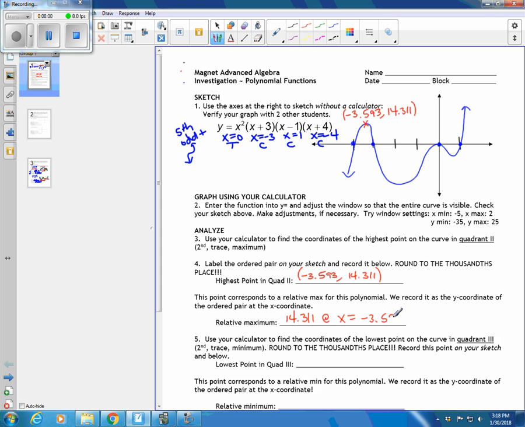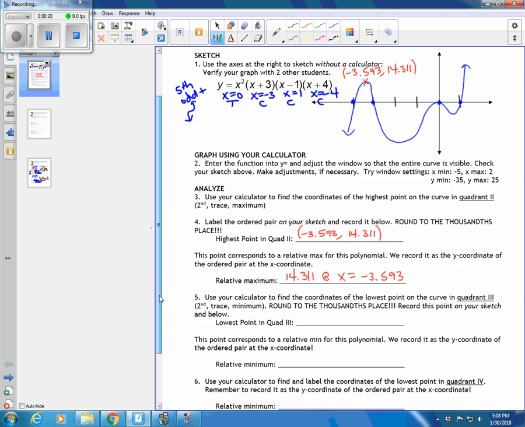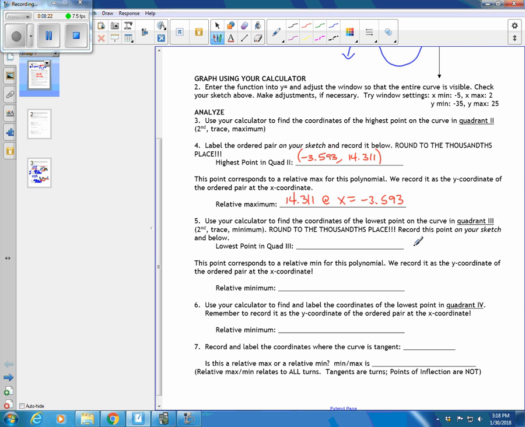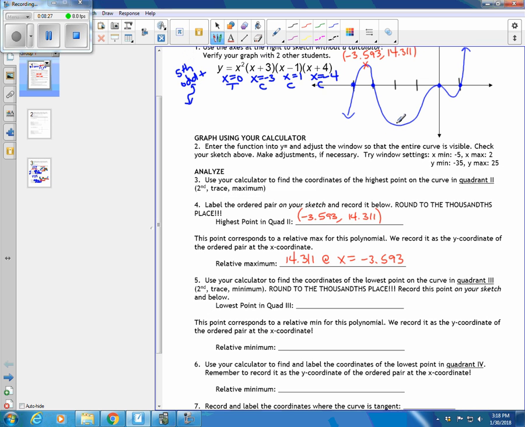So it tells us how high it goes in quadrant 2 and at what x value that occurs. Every time I ask you for relative max, relative min, you want to figure out the ordered pair, but you actually want to give me the answer, the y-coordinate at the x-coordinate. Okay? All right, so then the next thing says to use your calculator to find the coordinates of the lowest point in quadrant 3. So we're going to find this point right now.